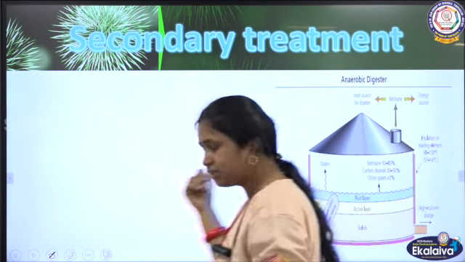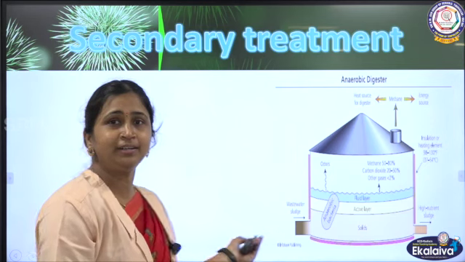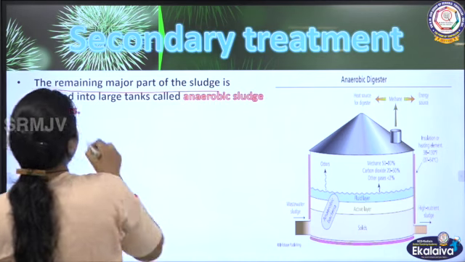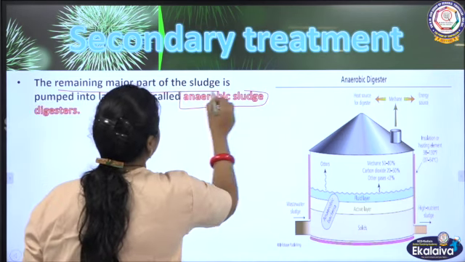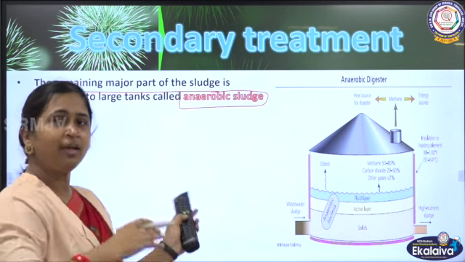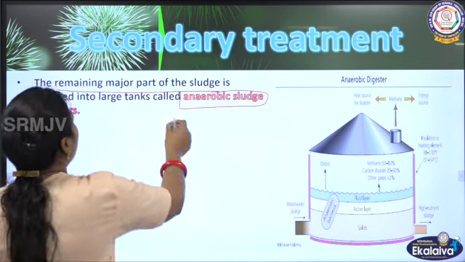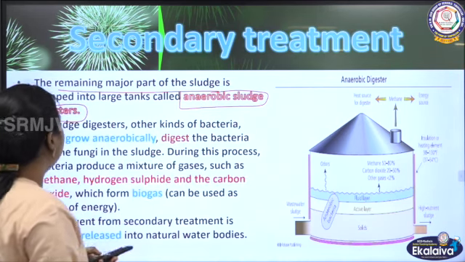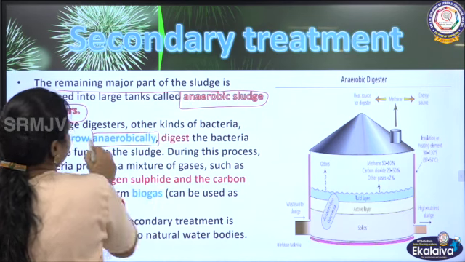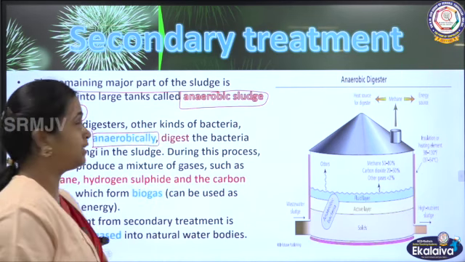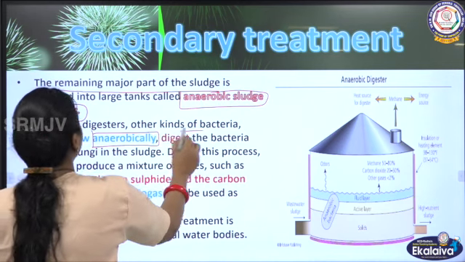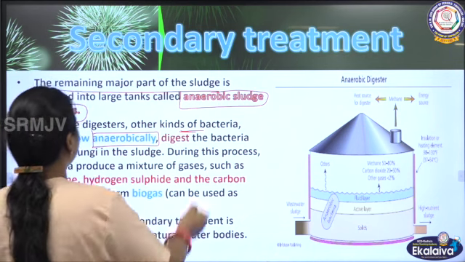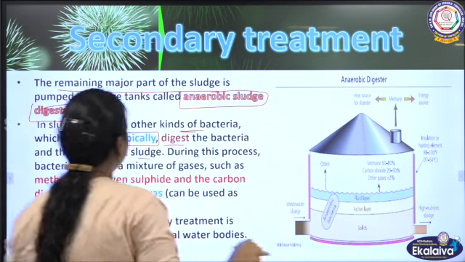Now next, by seeing this you would have guessed another bacteria is going to enter at this stage. So what is it? The remaining part of the sludge is pumped into a large tank. So we are not leaving anything as waste; everything we are making the best use of. Next, you can see the anaerobic sludge digester, and here we are going to use another little friend, anaerobic bacteria. In the sludge digester, another kind of bacteria which grow anaerobically, we call them anaerobic microbes, will digest the bacteria and fungi in the sludge.